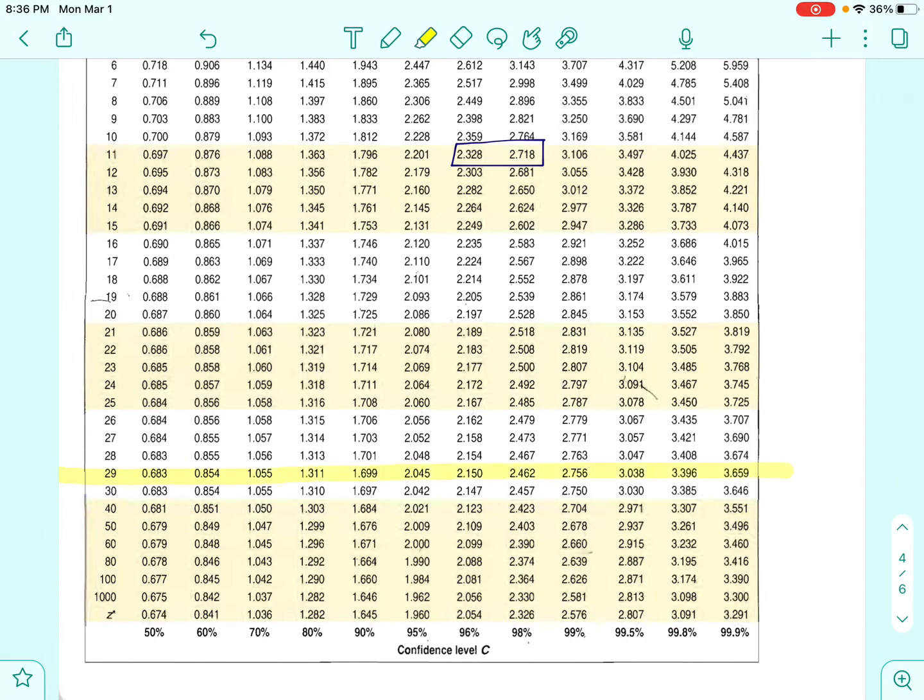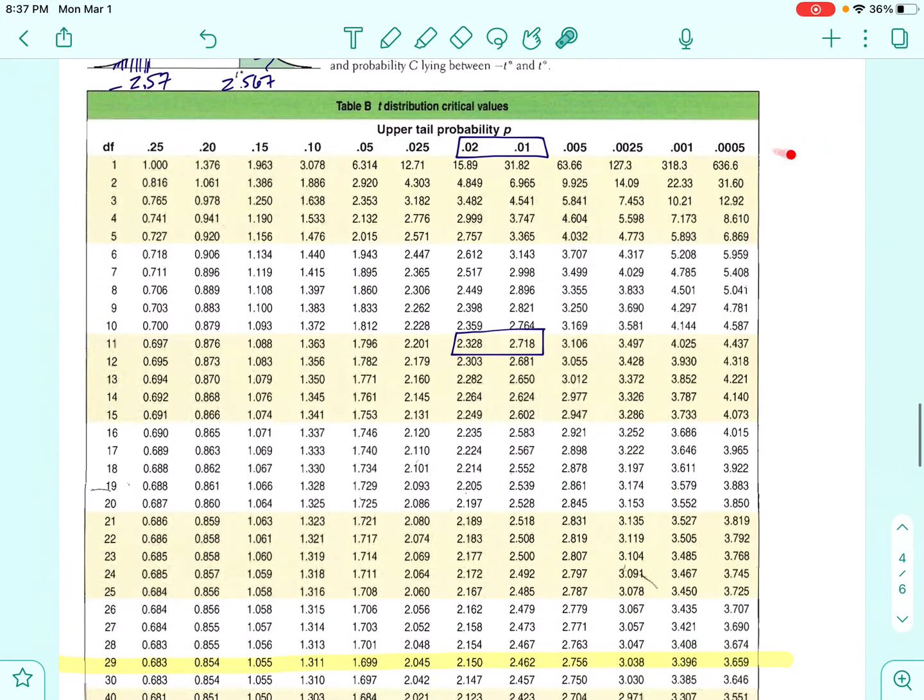Wow, it maxes out at 3.659. What do you think that means? Usually we've had test statistics that are like 2 point something. So that means 17 and some change is going to be way over here. So what is the p-value?